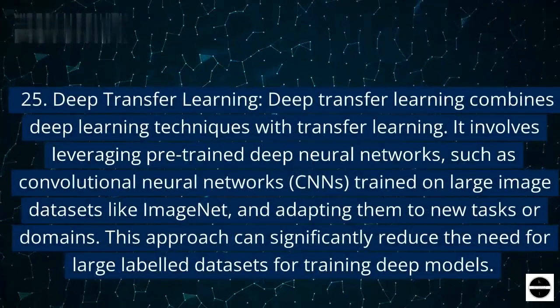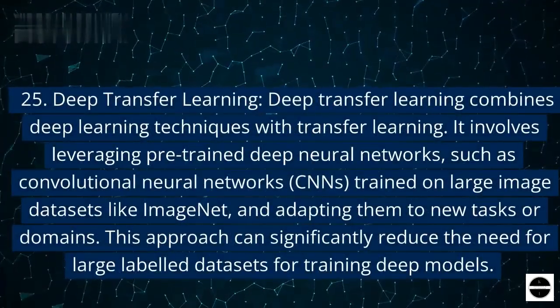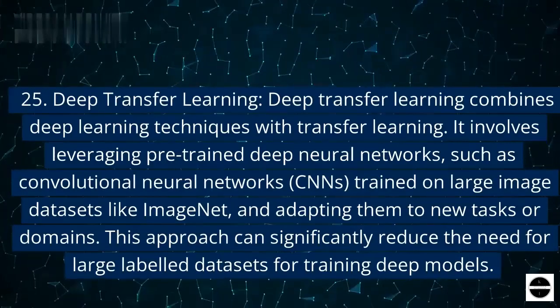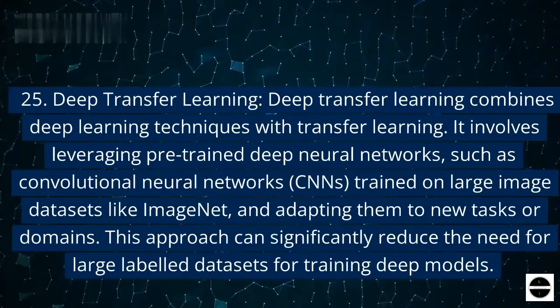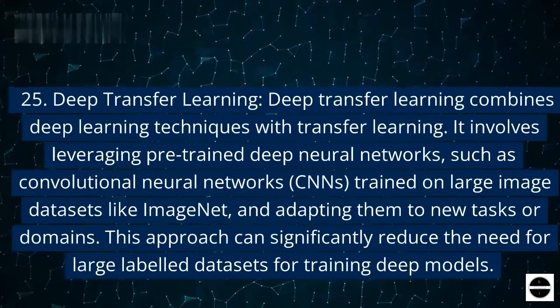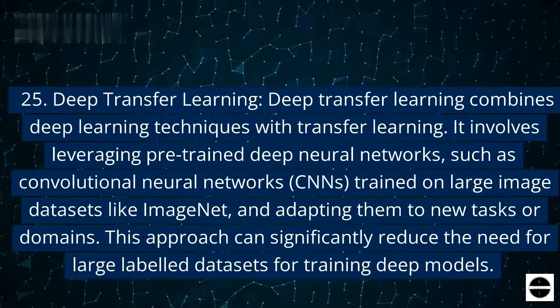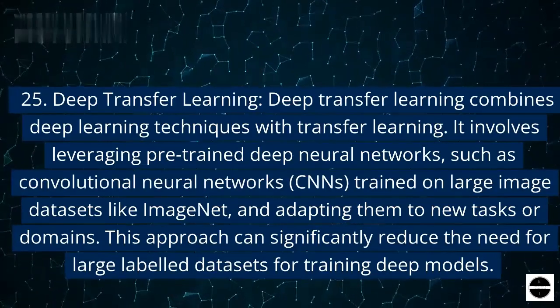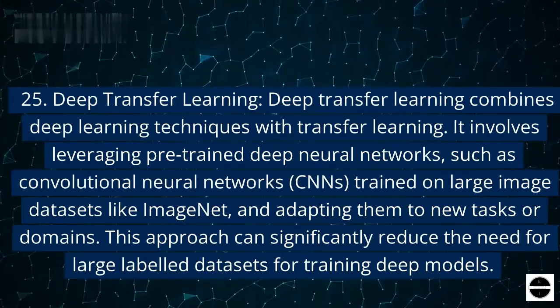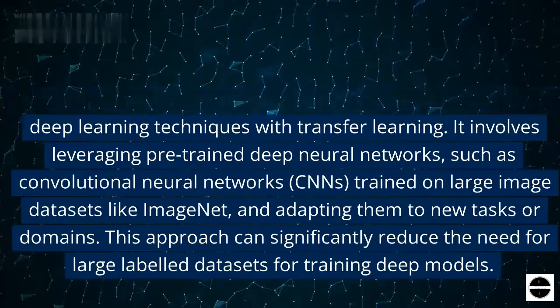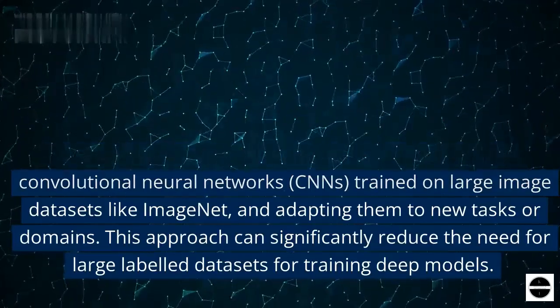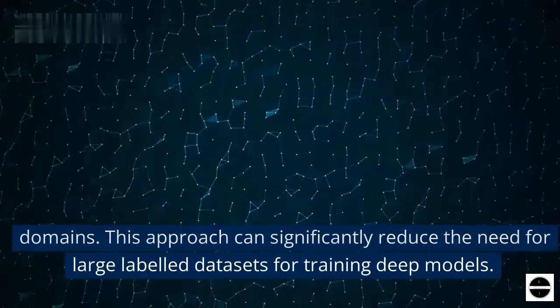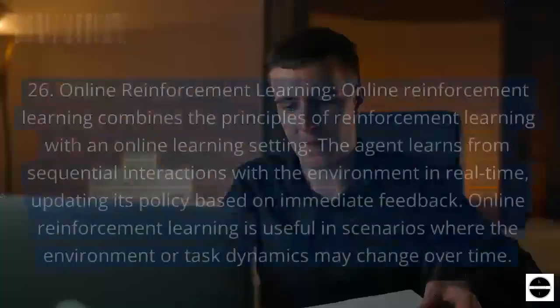25. Deep transfer learning. Deep transfer learning combines deep learning techniques with transfer learning. It involves leveraging pre-trained deep neural networks, such as convolutional neural networks, CNNs, trained on large image datasets like ImageNet, and adapting them to new tasks or domains. This approach can significantly reduce the need for large labeled datasets for training deep models.